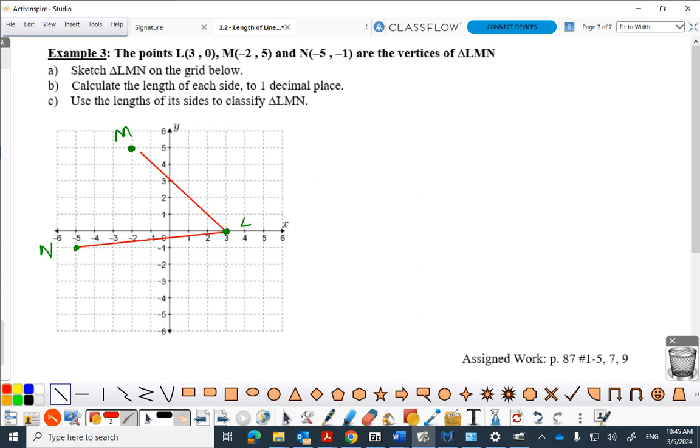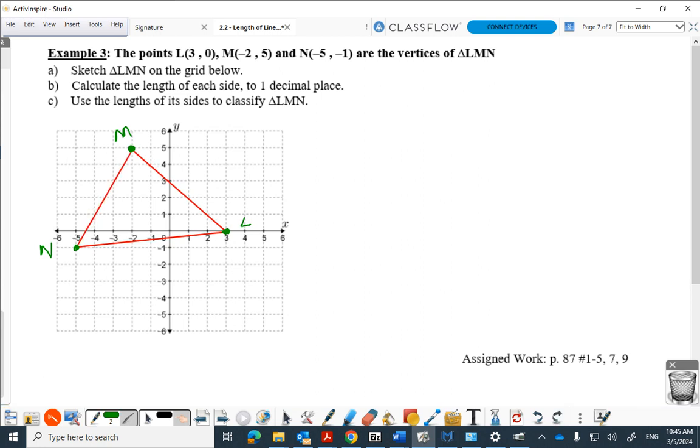Dots in green, lines in red today. And let me just check all those points. I don't know if you've ran into this before. Copying errors happen so easily. So the first thing you should always do is check to make sure, did I get that right? 3, 0, yeah. Negative 2, 5, yeah. Negative 5, negative 1, yeah. Okay. Sketch LMN on the grid below. Check. I like putting little check marks beside the stuff I'm done. So I feel good about it. I'm done A. B, calculate the length of each side to 1 decimal place.